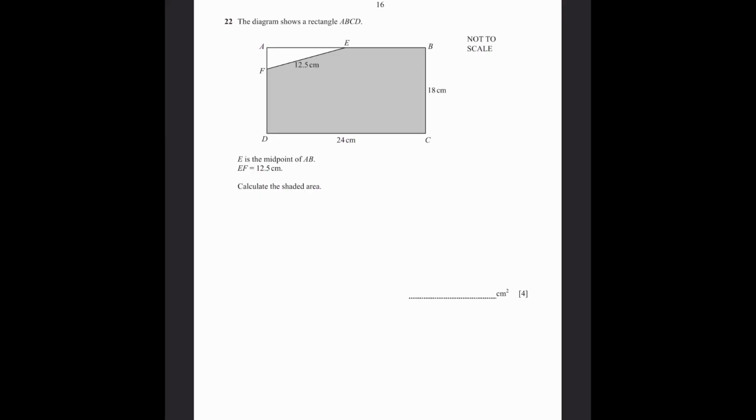Let's go to question 22. The diagram shows a rectangle ABCD. E is the midpoint of AB. Over here, EF is 12.5 centimeters. Calculate the shaded area. So the length AE is equal to AB divided by 2, which is equal to 24 divided by 2, because DC is 24 and it's a rectangle, so AB is also 24, and that'll be 12 centimeters. So you can mark that there.